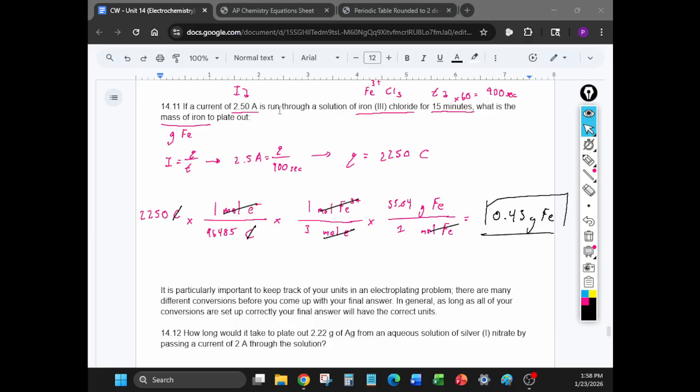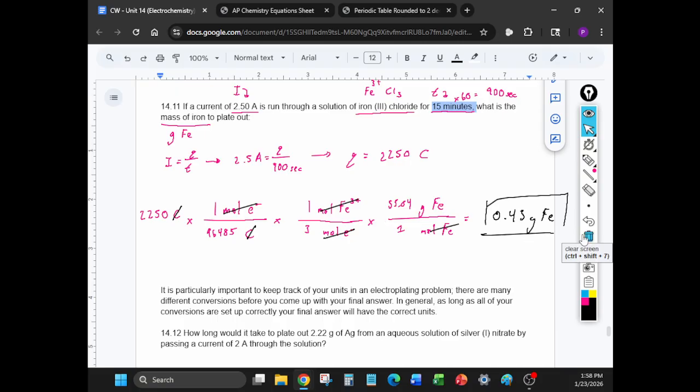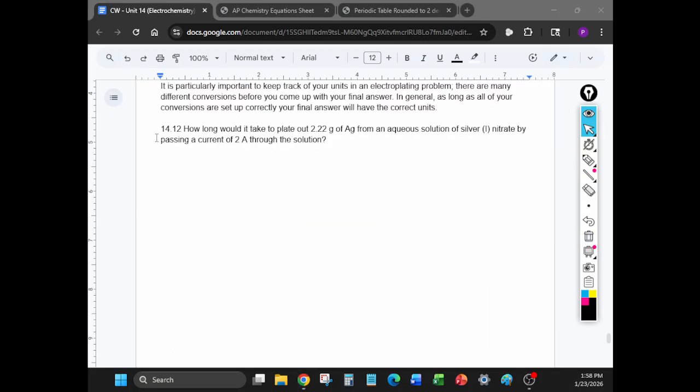So in this electrolytic cell with this current, if you run it for 900 seconds, you will plate out 0.43 grams of iron. This is actually a lot of just stoichiometry. If your stoichiometry and dimensional analysis is solid, this should be a pretty easy type of problem. All right, take a minute, pause the video, and try 12 on your own.